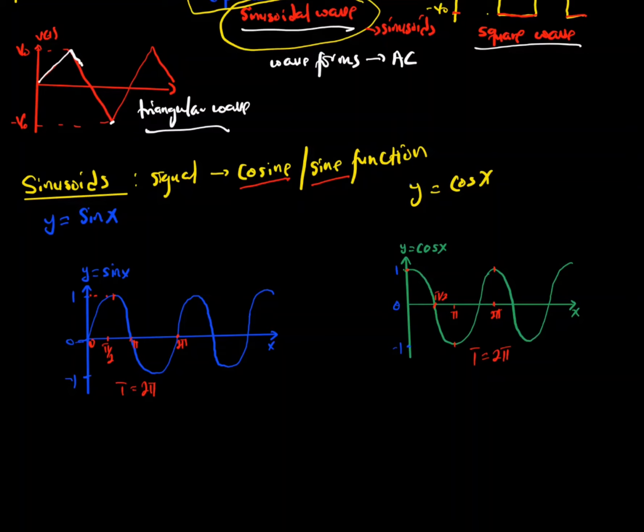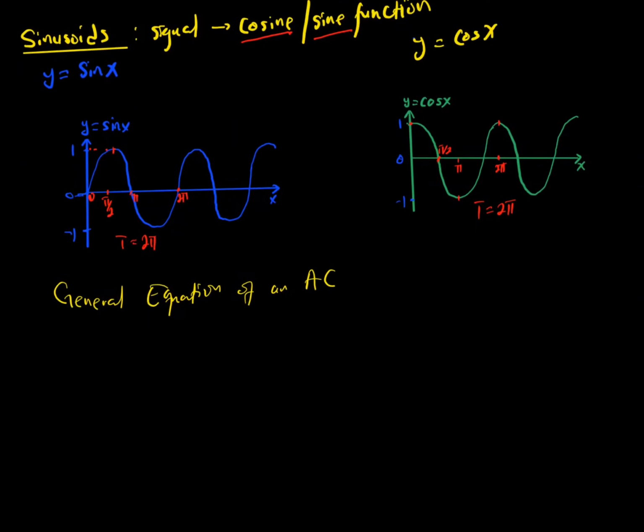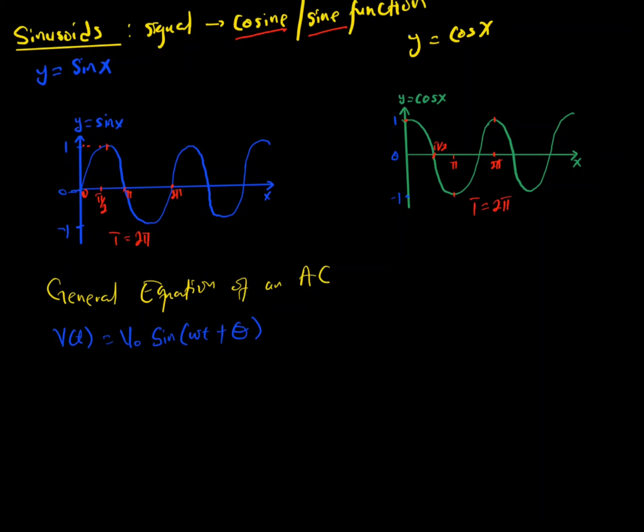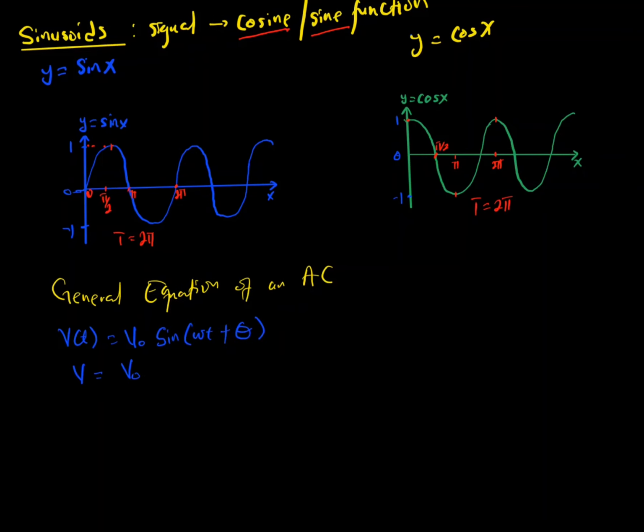So if you understand this, then we move to look at the general equation of an AC. In AC, we are either looking at the current flowing in the circuit or the voltage at a certain component. So we look at the voltage. Since the AC signal varies with time, we indicate the voltage at a given time as V of t. You can also represent it as V of theta. In other places, you can just write it as V of t equals V0 sine omega t plus theta.